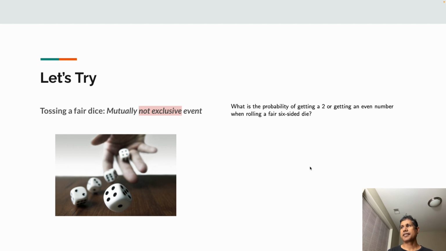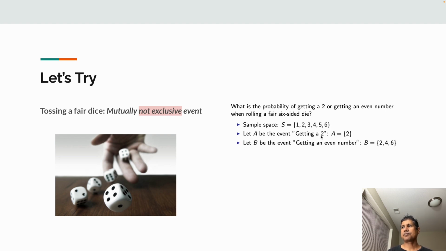What is the probability of getting a 2 or getting an even number when rolling a fair six-sided die? Okay, so here we are talking about throwing a dice, okay? And a dice has 6 sides: 1, 2, 3, 4, 5, 6. The two events we are trying to estimate the probability for are getting a 2 and getting an even number. So even number can be 2, 4, or 6, okay?